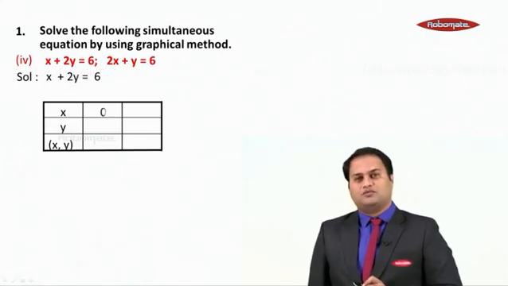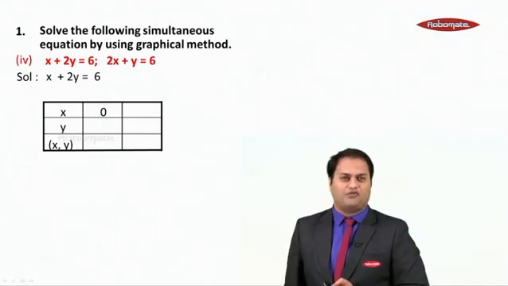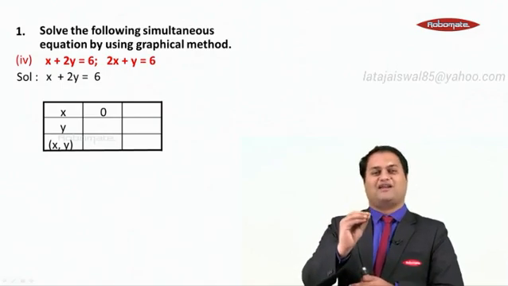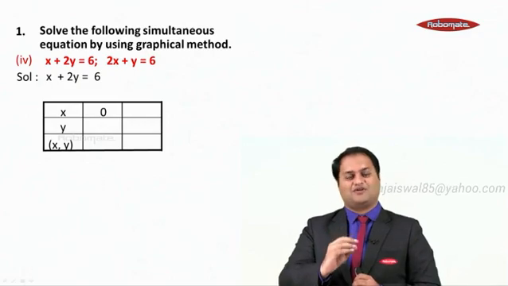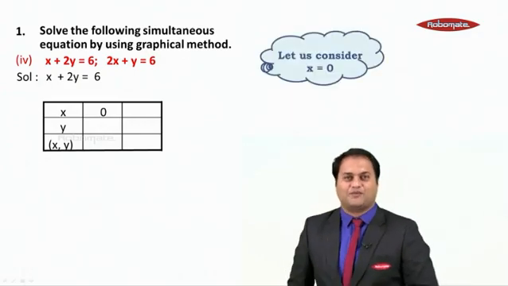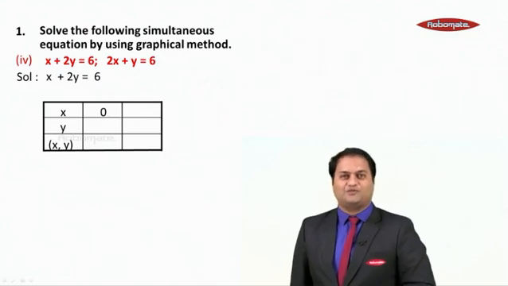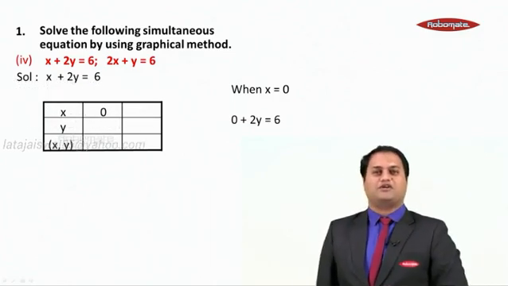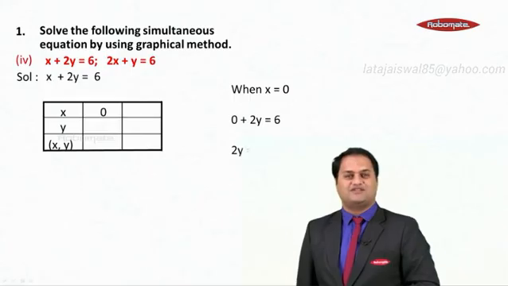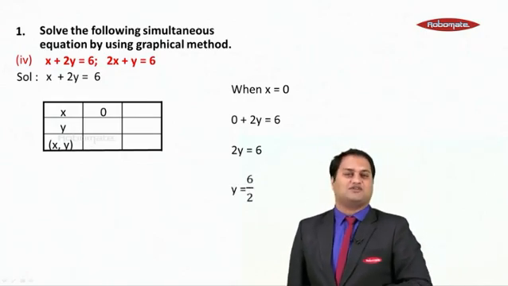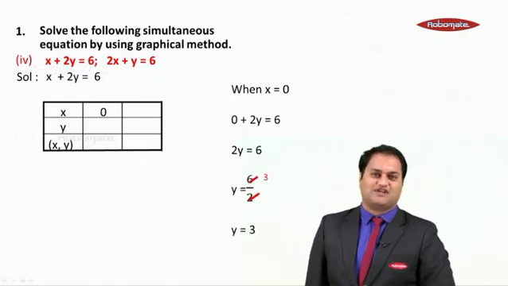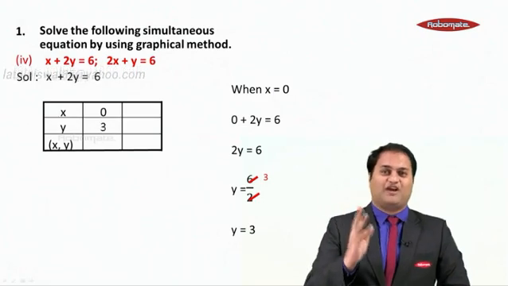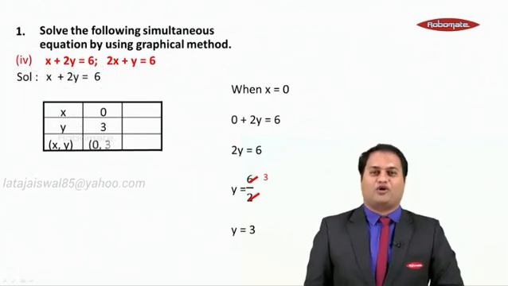First, assume x as 0. We will always follow this: first assume x as 0, get y. Assume y as 0, get x. Okay, let's do it. Let us consider x is equal to 0. Substitute x is equal to 0 in the equation, we get 0 plus 2y is equal to 6. Therefore, 2y is equal to 6, so y is equal to 6 upon 2. 2 threes are 6, y is equal to 3. So when x is 0, y is 3, and we get a point to plot: 0, 3.